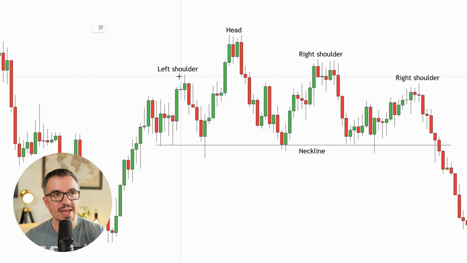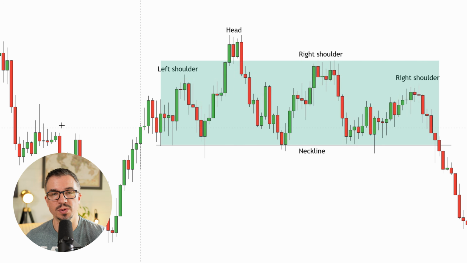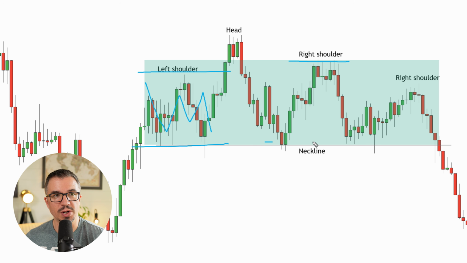Now, the second thing that needs to occur, and this is something I see nobody talking about, is that these shoulders over here need to occur, at least for the most part, on the same horizontal plane. And if that sounds confusing, what I mean by that is this rectangle right here is our horizontal plane, right? You can see that this is our left shoulder over here. This is the price action for that left shoulder. And this is our first right shoulder, second right shoulder over here. Notice how all of this occurs for the most part on the same horizontal plane.